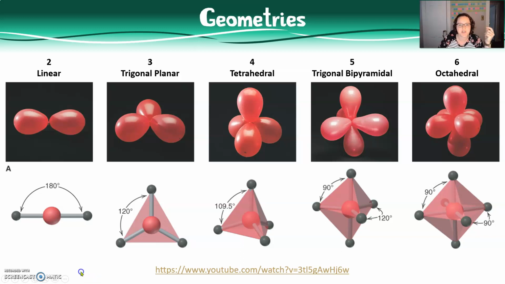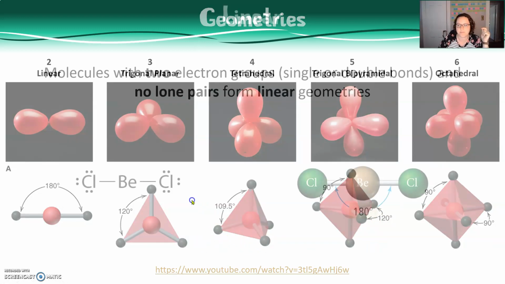You can watch a demonstration of this by going to the link below. The names of the geometries come from the names for polyhedrons. Note that octahedral gets its name from the 8 sides on the octahedron rather than the 6 vertices or 6 electron groups that we'll discuss for these types of structures. We'll discuss examples of each of these geometries over the next few slides.